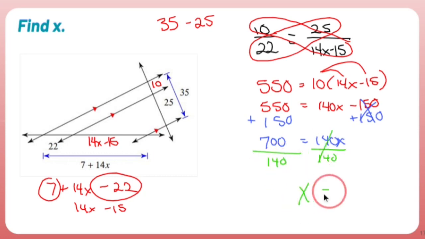and x is 5. Now, there's several ways that you could do this. There's several proportions that you could use, but I'm using the rule that we're given, and that rule is you have three parallel lines, that over that equals that over that. I could also have done 10 over 25 equals 22 over 14x minus 15. It'll all work out anyway because crisscross applesauce gives you a little bit of maneuverability. And that's it, we're done.